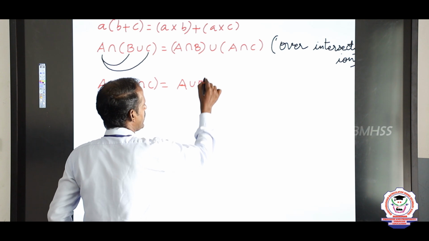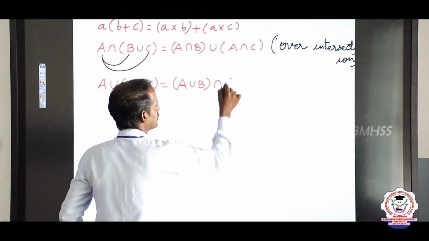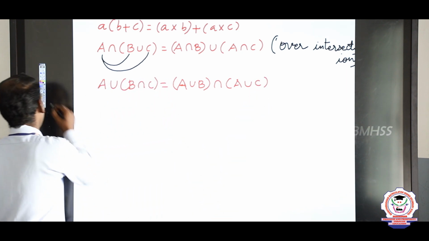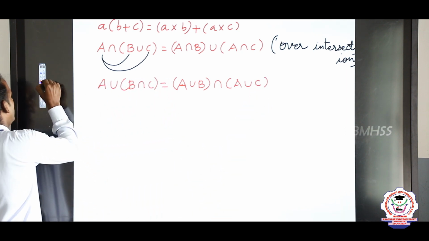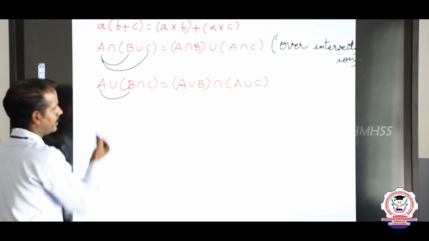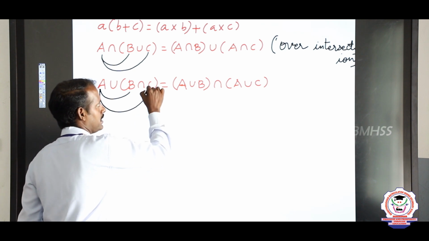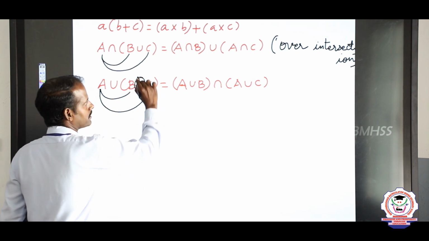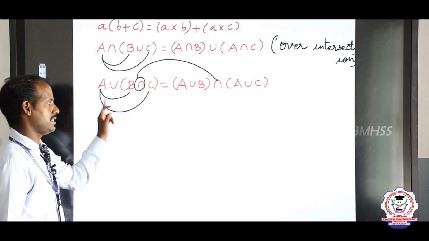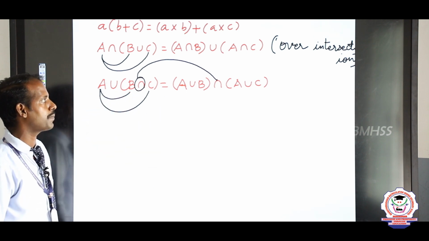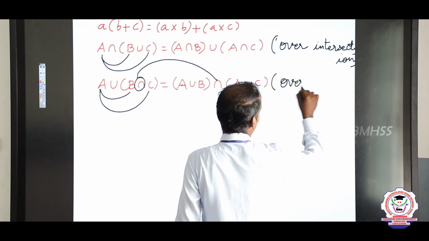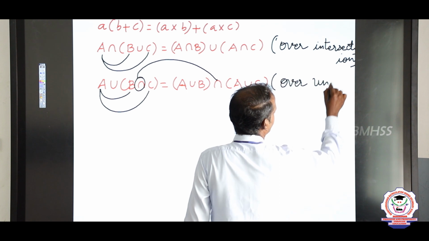A union B intersection A union C. Here same concept, here using A union B. Next A union C. Then second, this is the intersection part. So A union B intersection A union C. This is the distributive property over union.